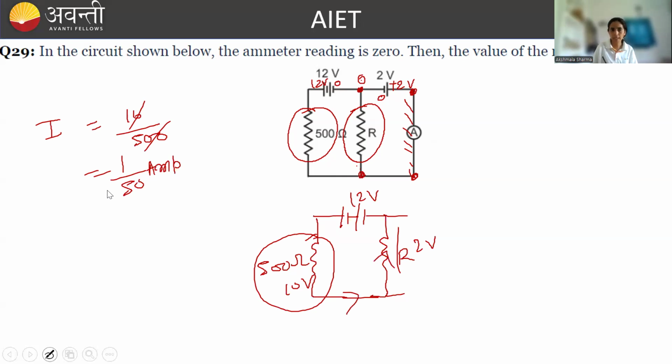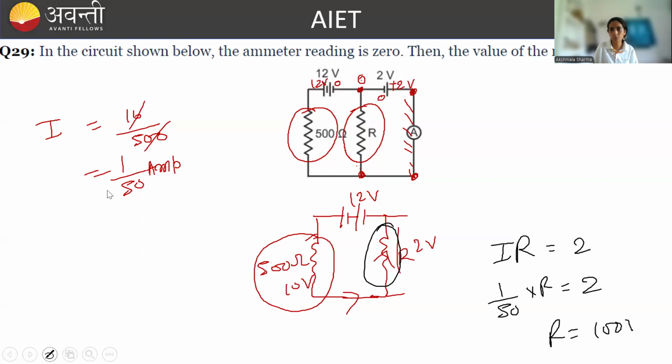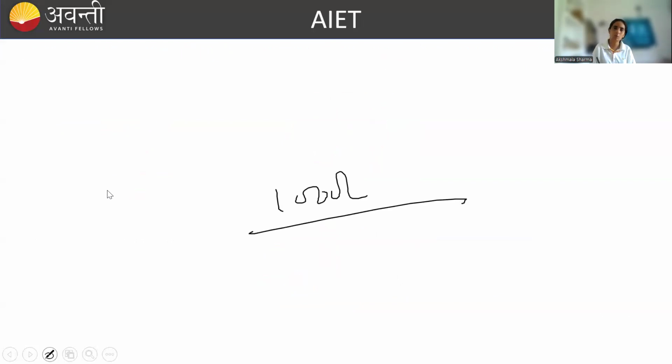So if you calculate along R, what is the potential difference? Then it will be IR and this is equal to 2 volt. So I is 1 by 50 into R and this is equal to 2. So R will be equal to 100 ohm. So the correct answer will be what? The correct answer will be 100 ohm.